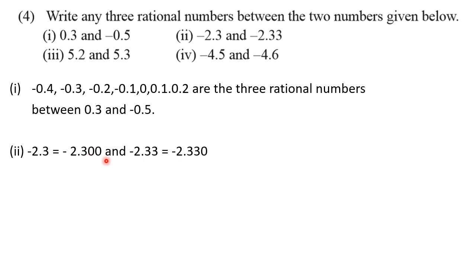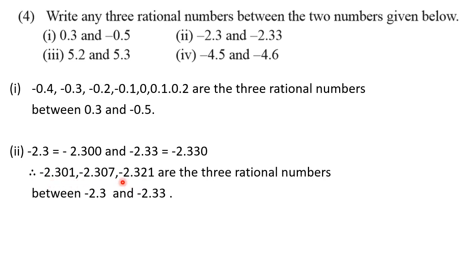Now see here, consider this as 300 and this as 330. So in between 300 and 330 you can have 301, 302, 303 up to 329. Out of that, 1 to 29, you can take any 3 and write down the numbers. The numbers will be like this. I have taken any 3: minus 2.301, minus 2.307, minus 2.321. You can take any of your choice and this way you can write down the numbers.